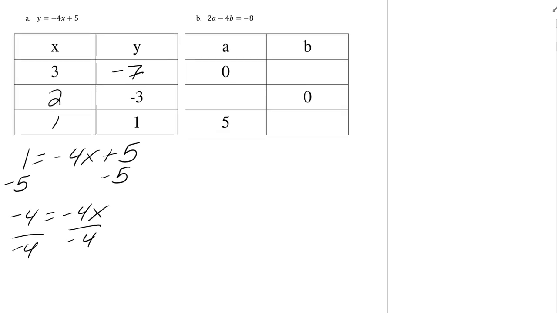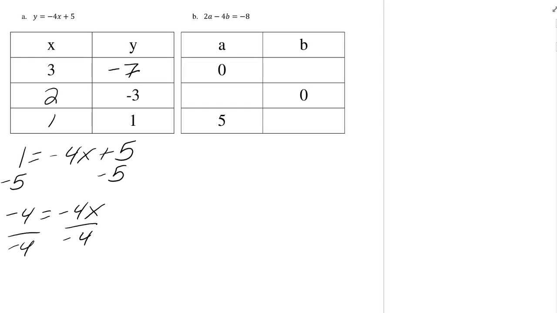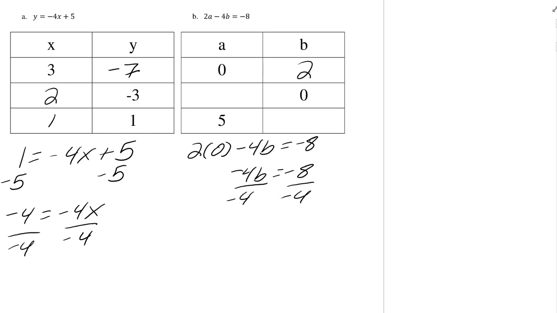So what I want you to do is do that for B. Hit play when you're ready. Okay, so we'll start with just plugging in a equals 0. So I'm plugging in a equals 0, so then I got to solve for b. The nice thing is if you use 0, it just drops everything out, right? So now I've just got negative 4b equals negative 8. Divide both sides by negative 4, so I'll get b equals 2, so I'll just leave it as that.